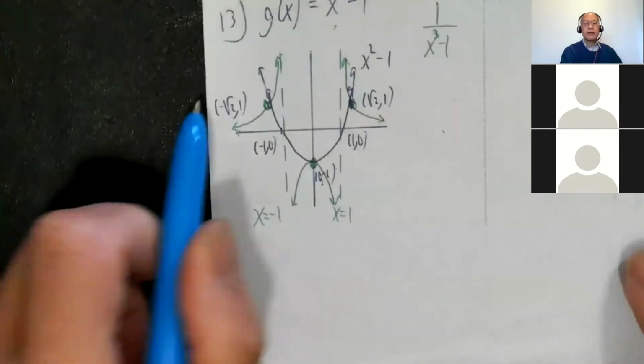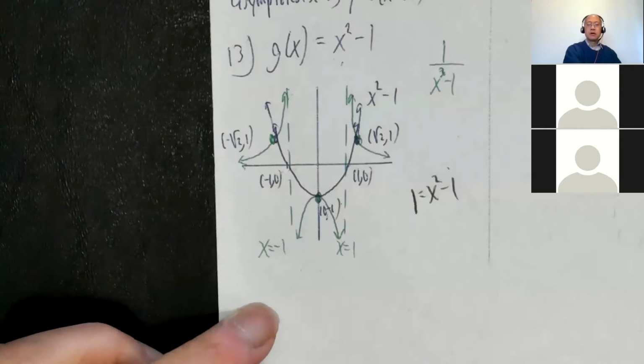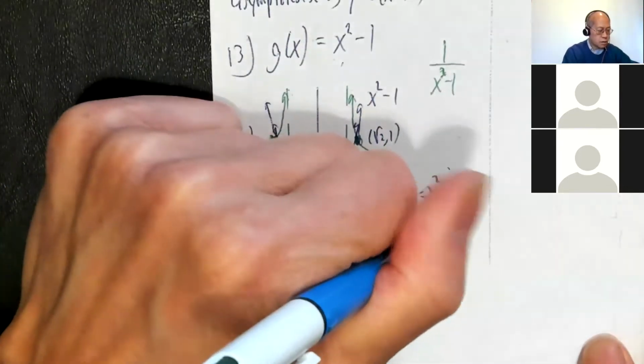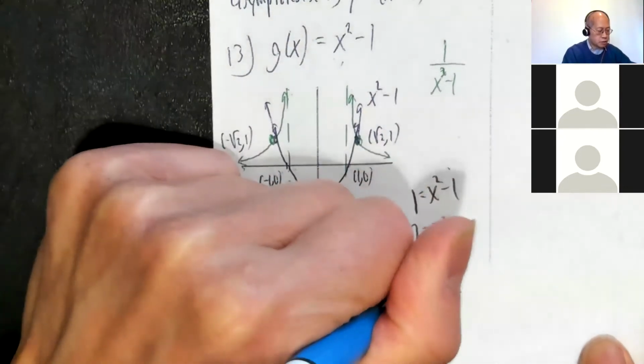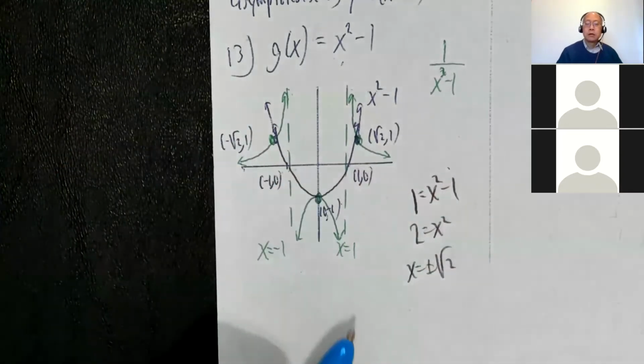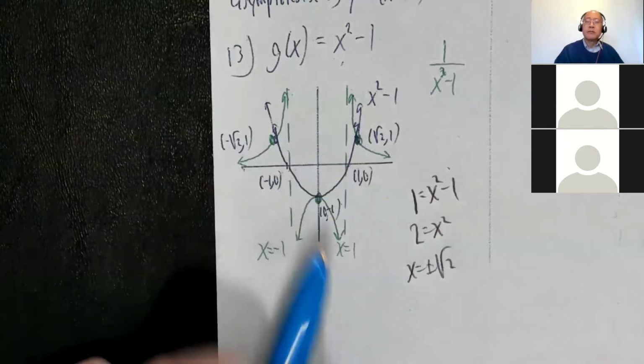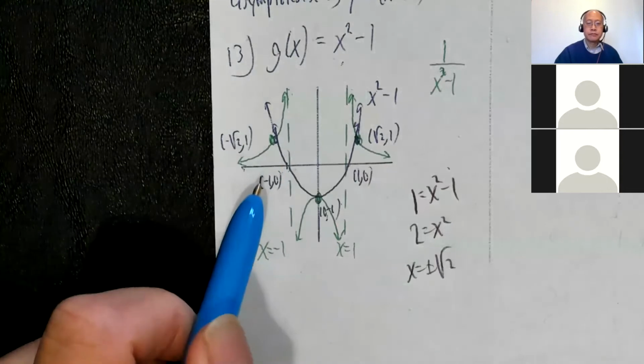How did I get that? Well, if I set g of x equal to 1, right? I'll show you a little bit of algebra. 1 equals x squared minus 1. Come back into focus here. Add 1 to both sides. 2 equals x squared. So x is plus or minus the square root of 2. So why did you want to get that? I wanted the heights of 1 and -1 because that means the graphs are going to match.